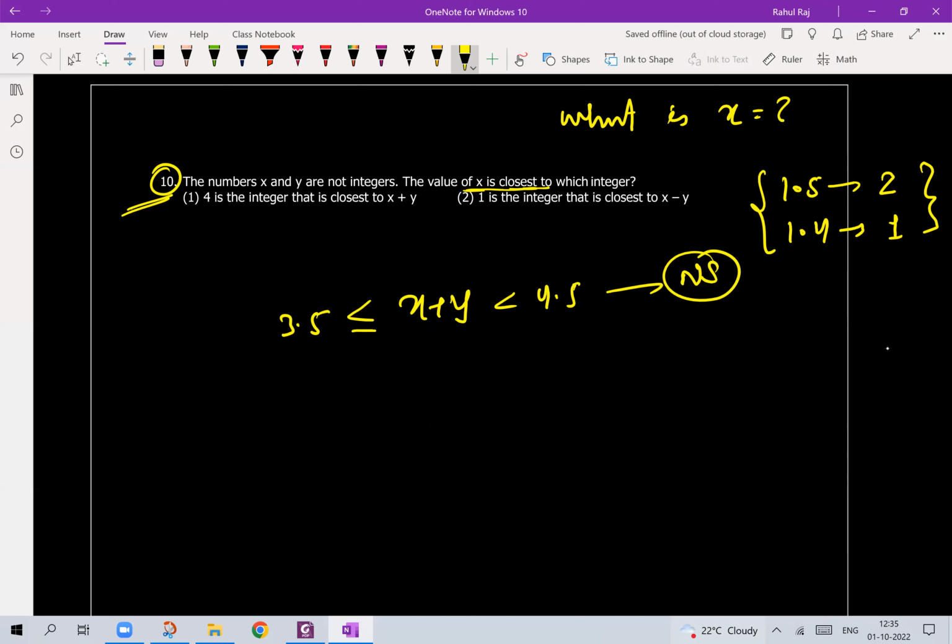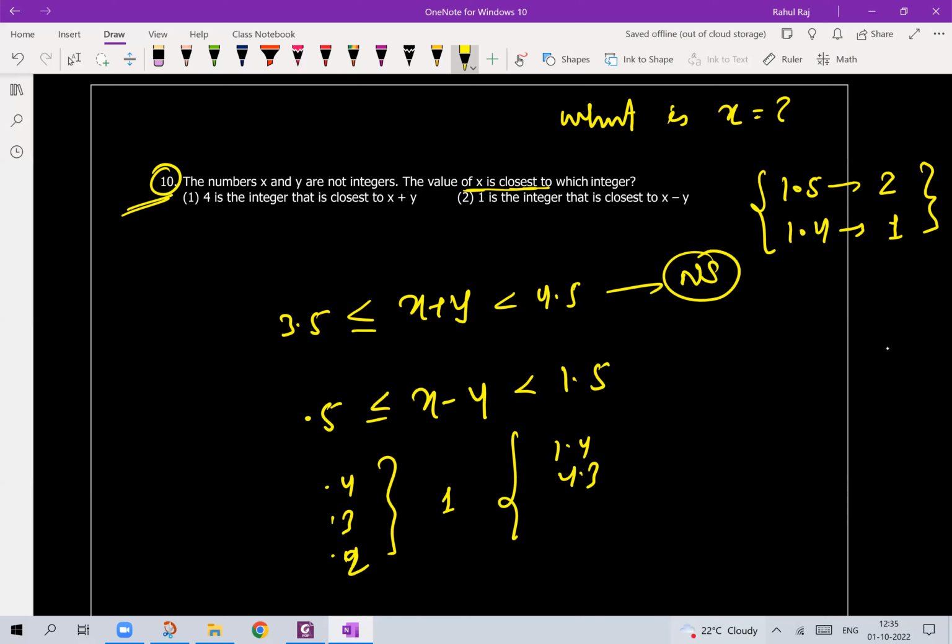What is option number 2 saying? That 1 is the integer that is close to x minus y. So can I say x minus y lies between 0.5 and 1.5? Again, if you take 0.4, 0.3, 0.2, all this will round to 1. If you take 1.4, 1.3, 1.2, 1.1, all these will round to 1. But what is my question? What is the value of x? x is close to which integer? I don't know. So this is not sufficient. It's straightforward.